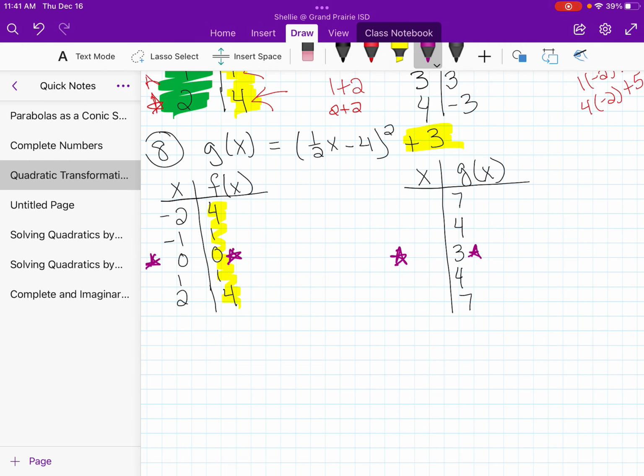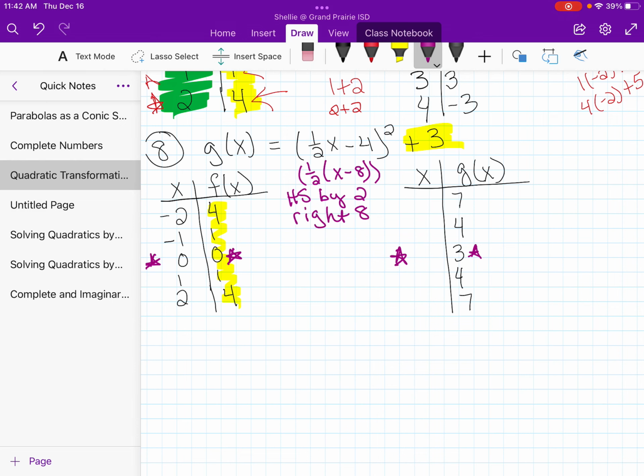Now I'm going to do some horizontal transformations. Now this is where life gets tricky. Remember, the horizontal transformations have to be factored, meaning everything in the parentheses has to be fully factored. So if I were to take these parentheses and fully factor them, I would have 1/2 times x minus 8. So this is a horizontal stretch by a factor of 2. And we're going to go right 8.